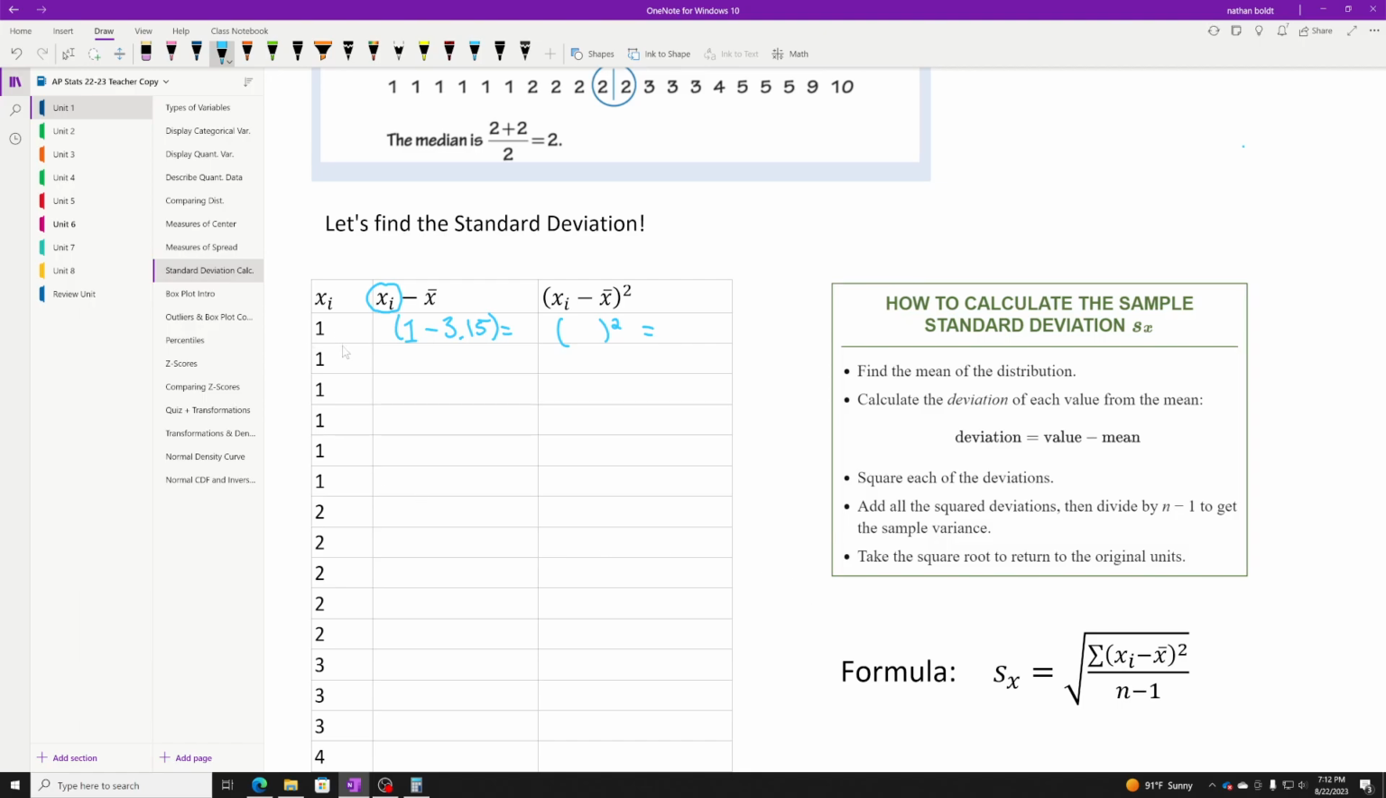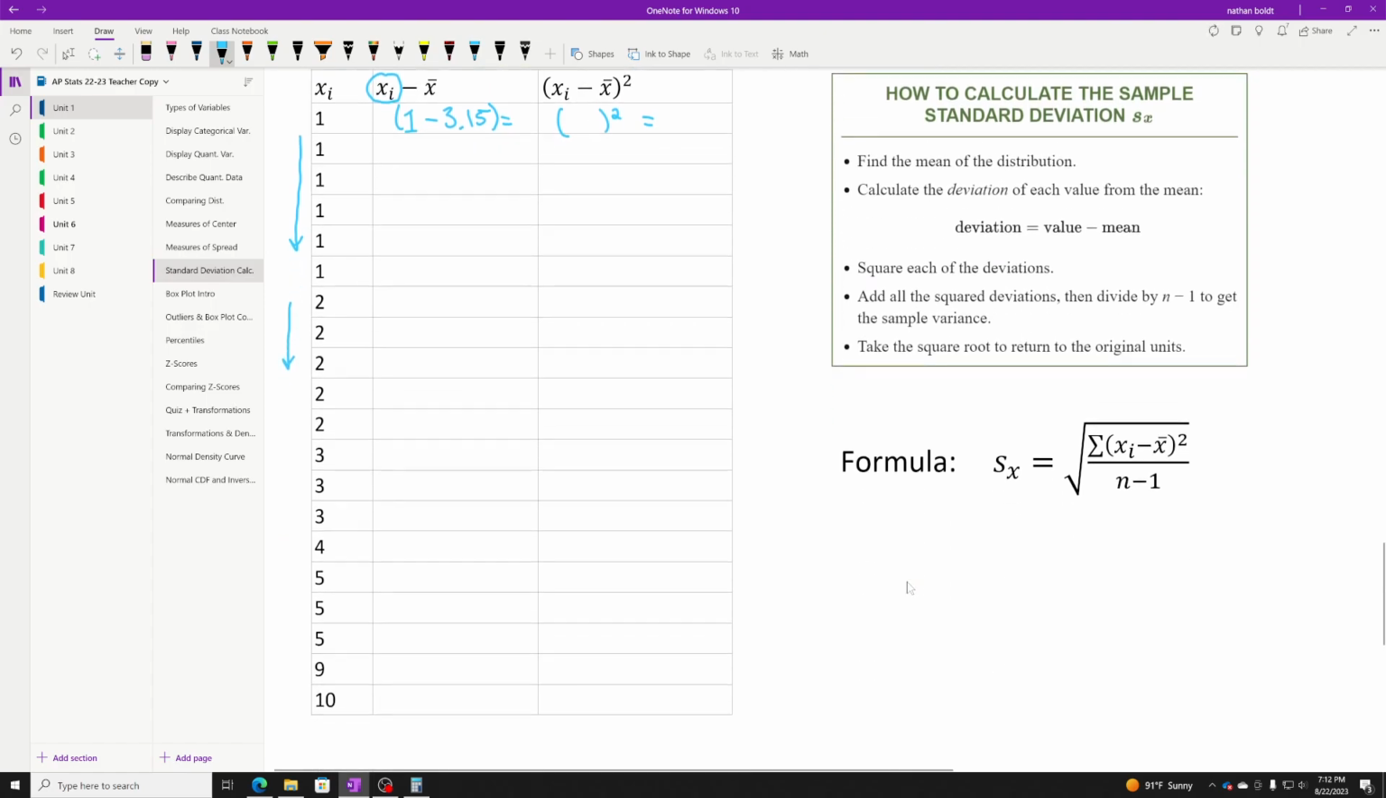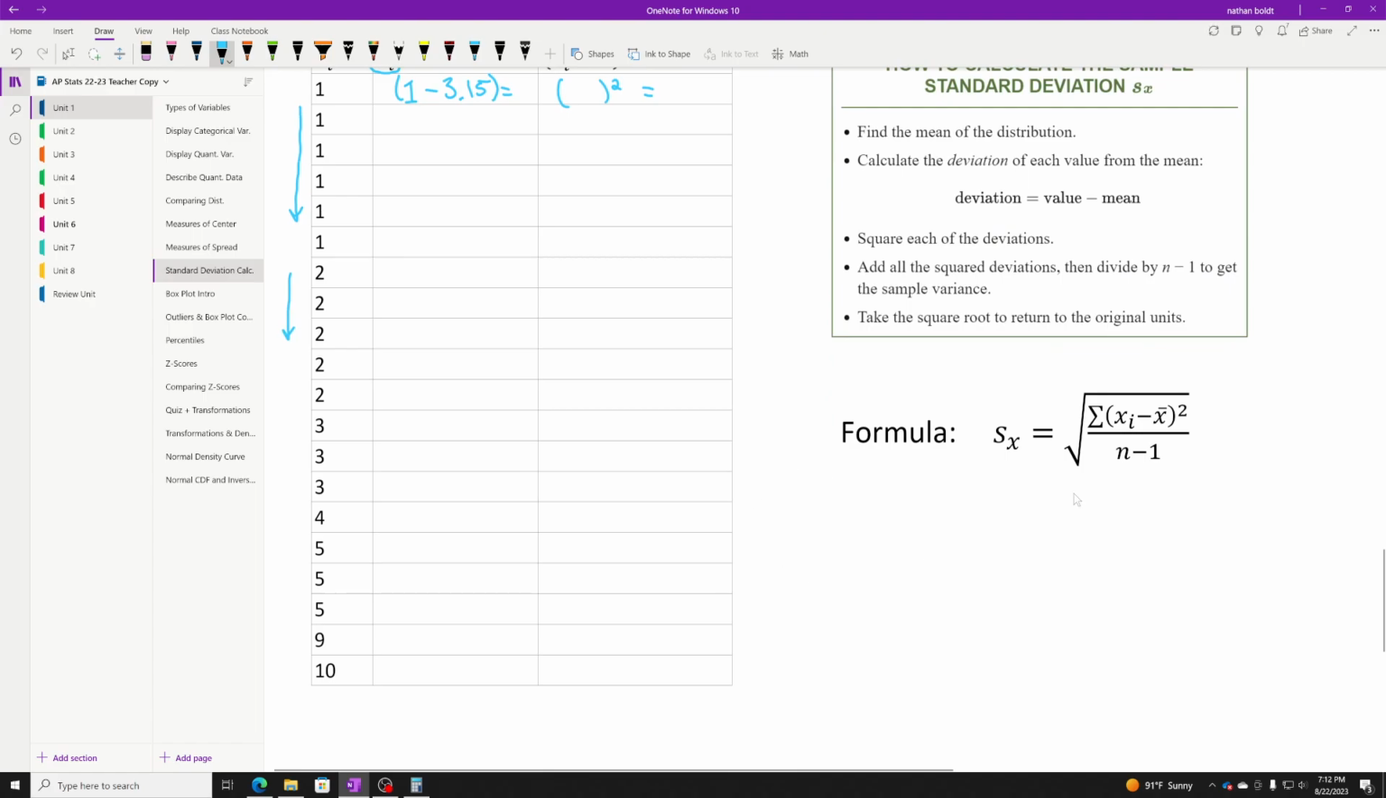And you got a lot of repeats here, so this shouldn't be that bad. You can just put arrows down and then go through the rest of the formula. Once you get all those numbers, you add them up, divide by n minus 1, and then square root the whole thing. Good luck with that. Hopefully you get the answer in the end, and I will check back with you tomorrow. Good luck.